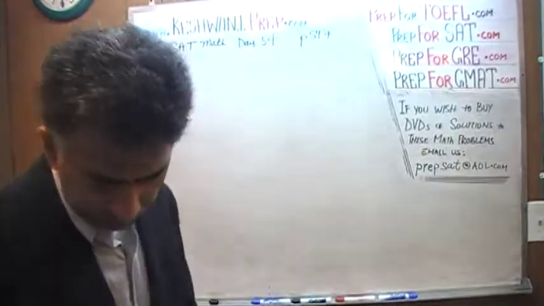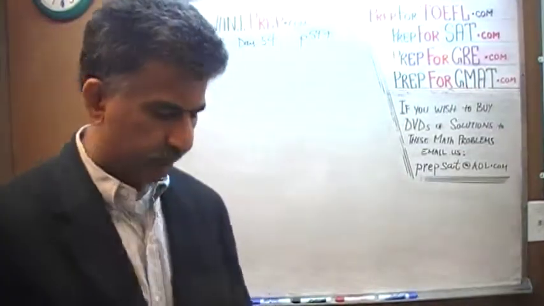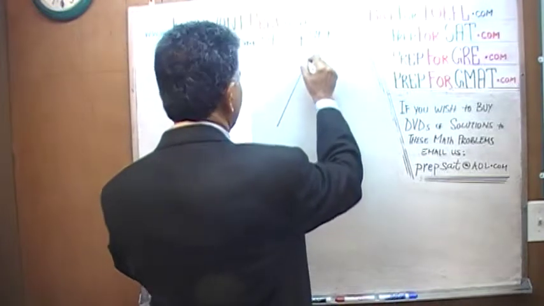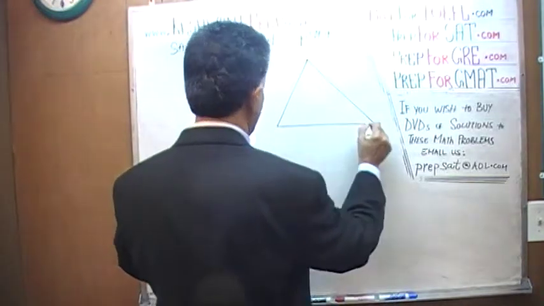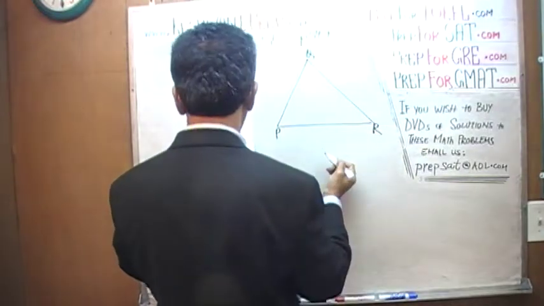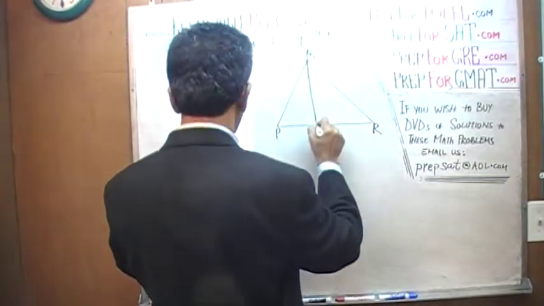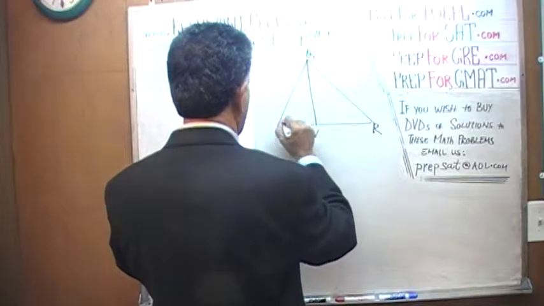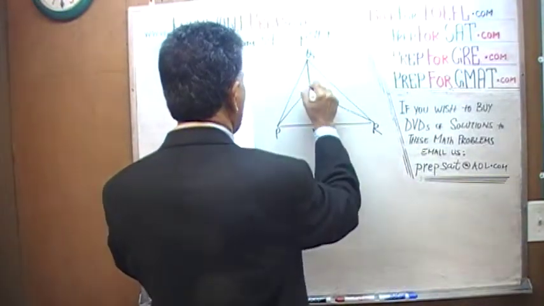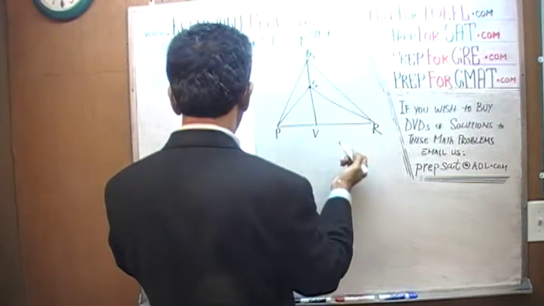Number 15 is a little bit nasty. We'll see what we can do. We're given 2 triangles. P, Q, R. P, S, R.